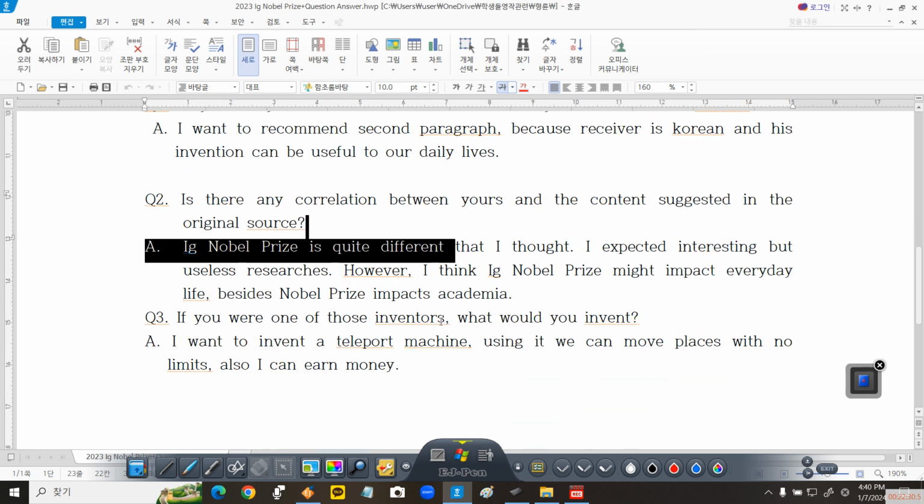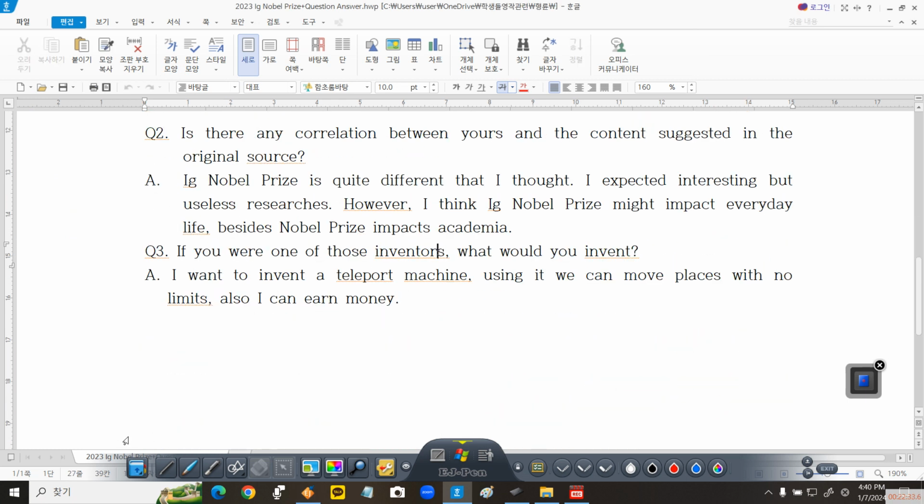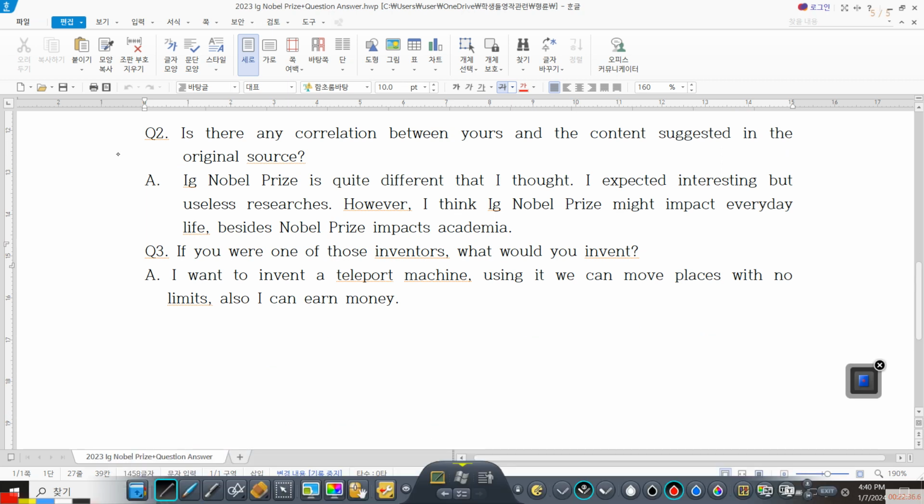Question 2 is Ig Nobel Prize is quite different than I thought. Why would you say that? Huh? The Ig Nobel Prize. Here, you can put here contrary. What does that mean, contrary? 대조적으로. Contrary to my expectation. Okay? This is better. Okay? Oh, expectation.